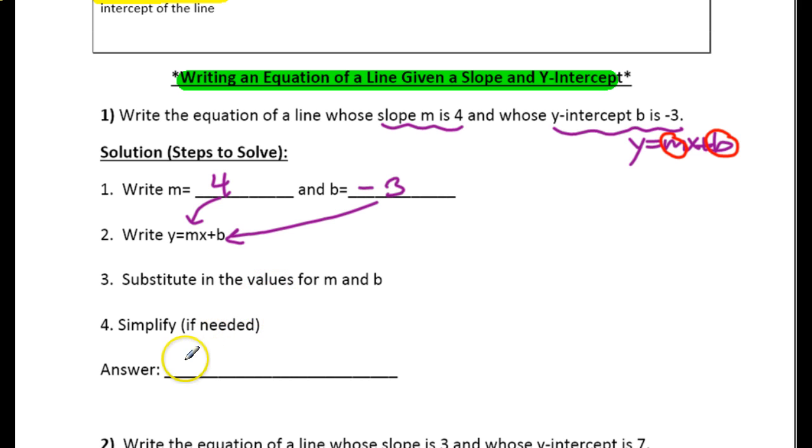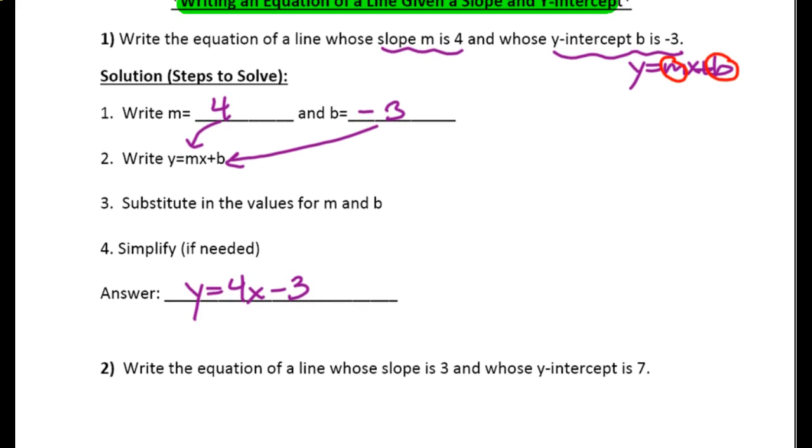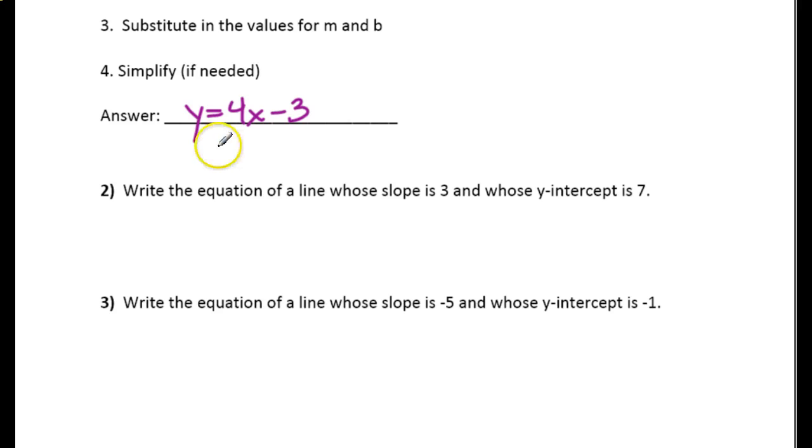Okay? So my final answer is y equals 4x minus 3. Got my mx, the 4 in front of the x. Because my y-intercept is a negative 3, instead of plus, I put minus 3. And that's it. Okay, last chapter you learned how to read the equation, so now you're writing the equation, and they give you those two pieces of information. Okay? All right, let's try another one.